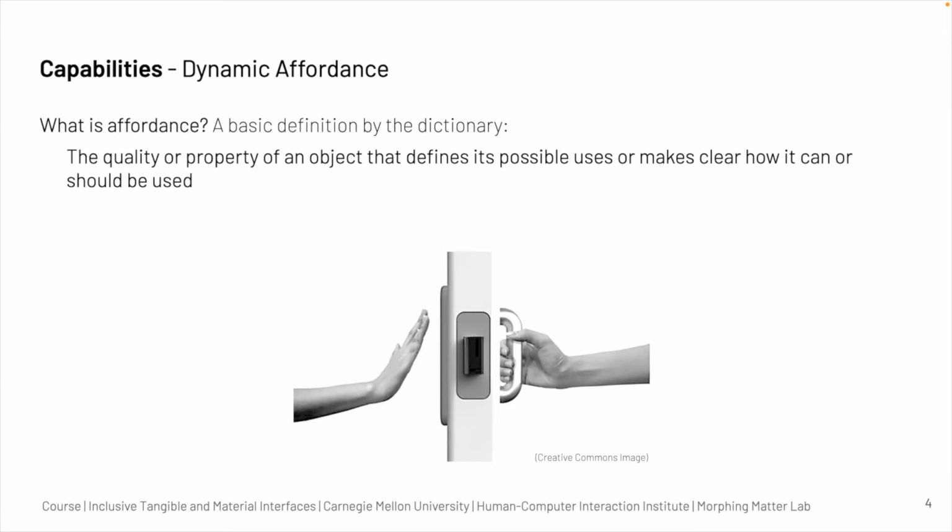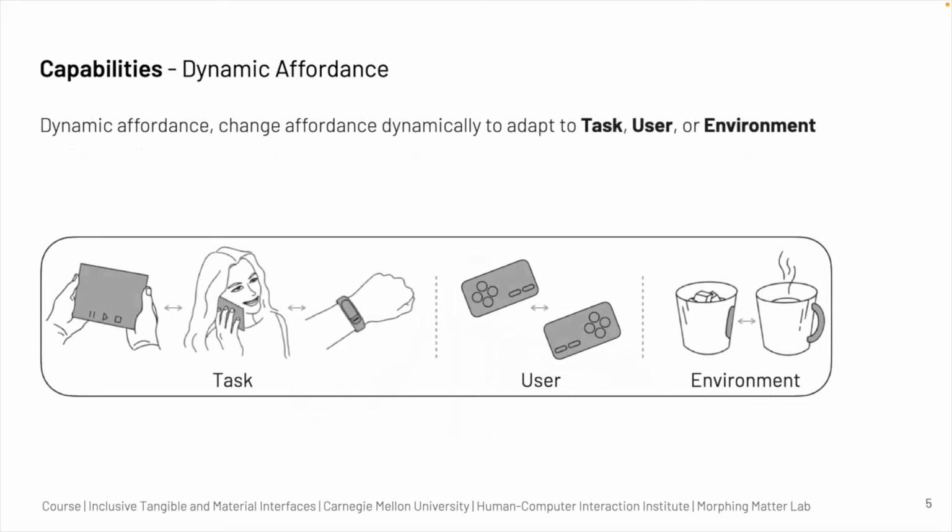Imagine there's a door. If it doesn't have any handle, you will probably intend to push to open it. If there's a handle like this, a spaceship handle thingy, then probably you will want to pull to open it. So that is the affordance of the door's handle. And speaking of dynamic affordance, literally it means the object's affordance can change dynamically to adapt to different tasks, users, or environment.